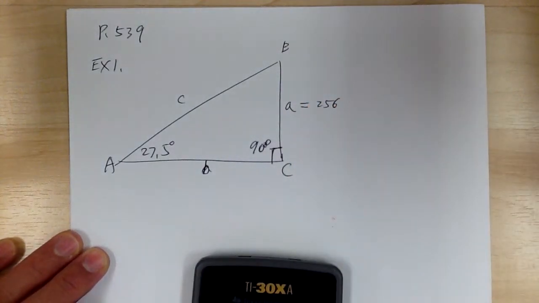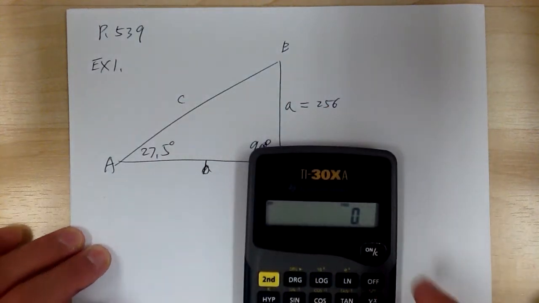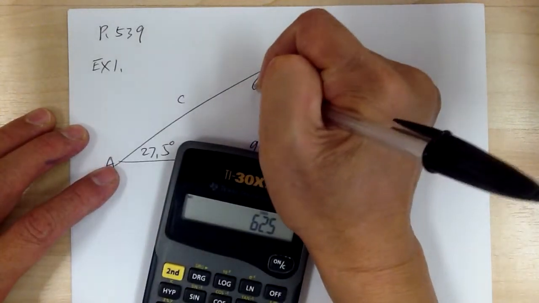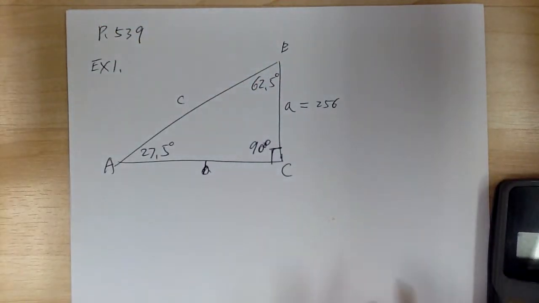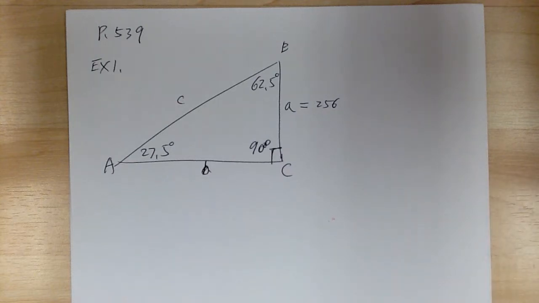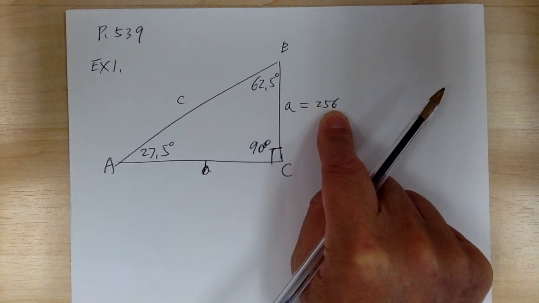So again, label everything. From here, you can figure out this angle right away, right? So use 90 minus that. So this would be 62.5 degrees. So angle B is 62.5. Now we need to find small b and small c. So you have to use your trigonometry, okay? You're going to use the one that is given and the one that you are trying to get.